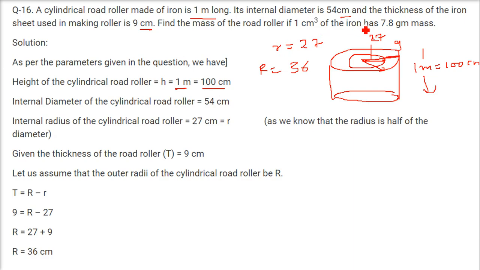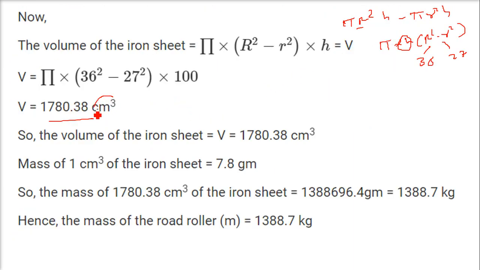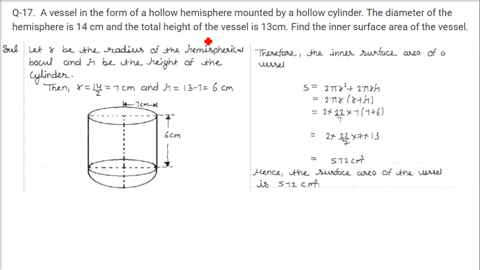Now 1 centimeter cube has a mass of 7.8 gram. So for this much centimeter cube, you just have to multiply this and this. So multiply these two, and now this comes in gram. Or you can divide it by 1000, so it will be in kg. So it will be 1388.7 kg, the mass of the road roller.